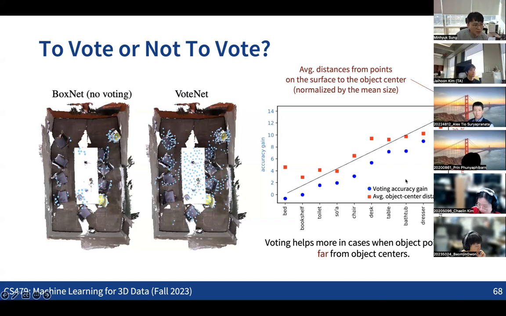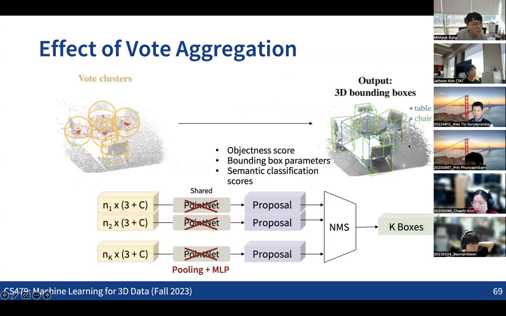So for some of the cases like the table, the bathtub and the dresser, the center of the object might be far from some of the points in the object. For those kinds of cases, having the voting scheme is more useful for improving the accuracy. And there are also some other evaluation studies as well.